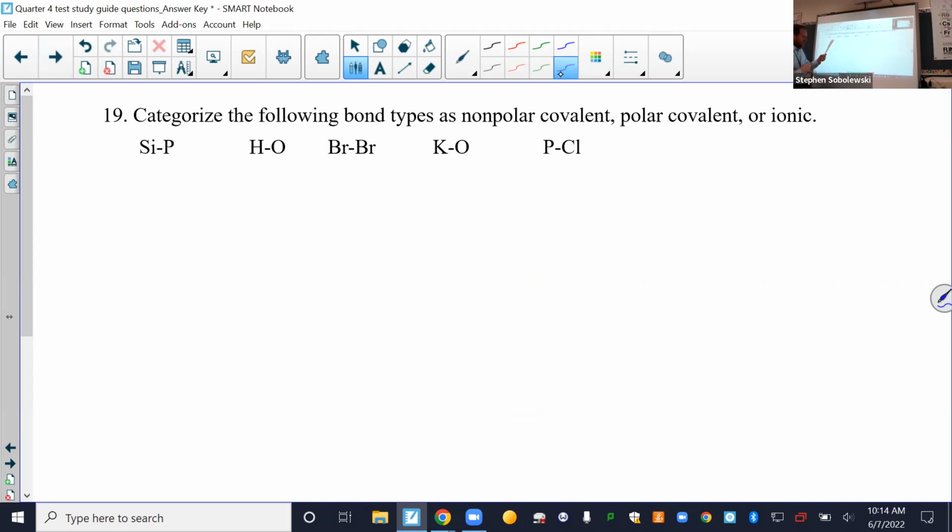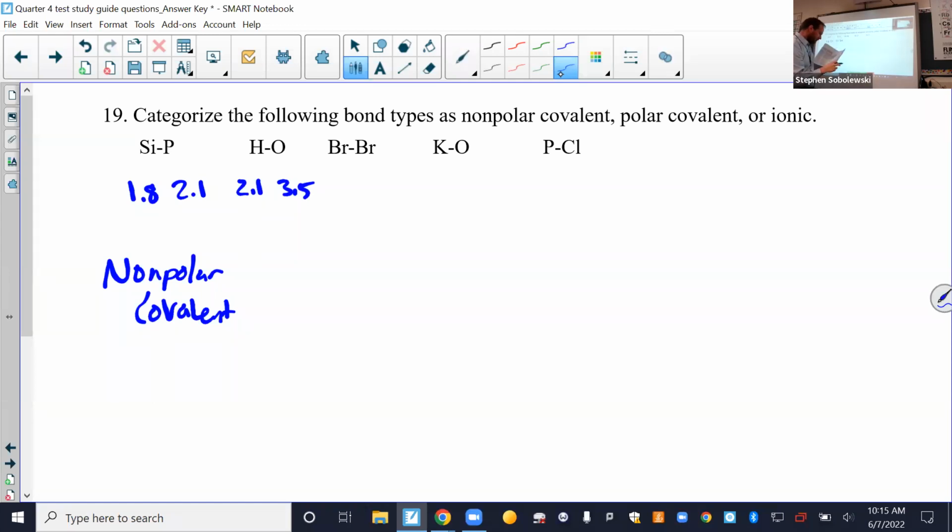So silicon is 1.8, phosphorus is 2.1. The difference, that's right, 1.8 and 2.1, the difference is 0.3. Okay. And if you look at the front, a difference of 0.3 means this is going to be nonpolar covalent. Nonpolar covalent. HO. H is 2.1, O is 3.5.